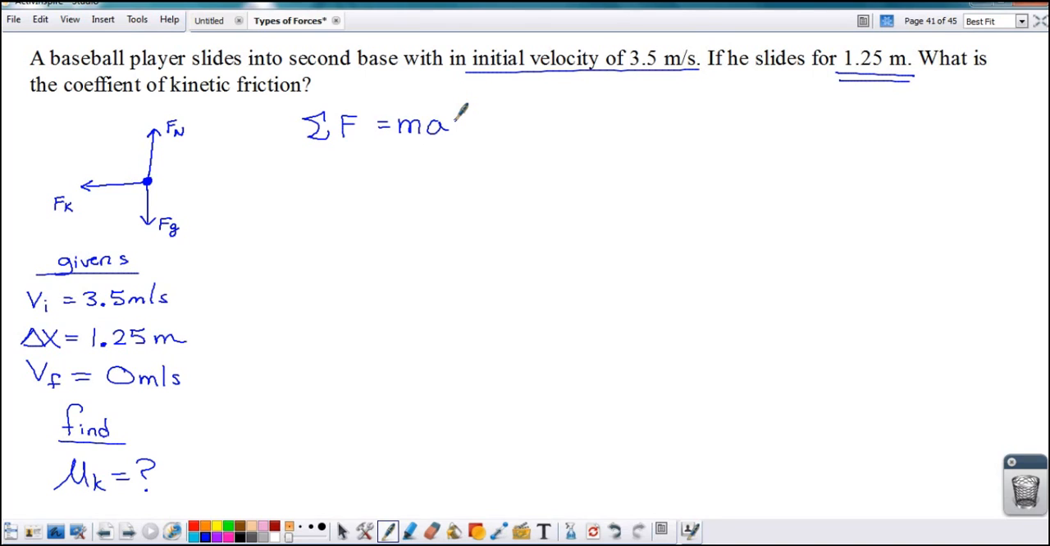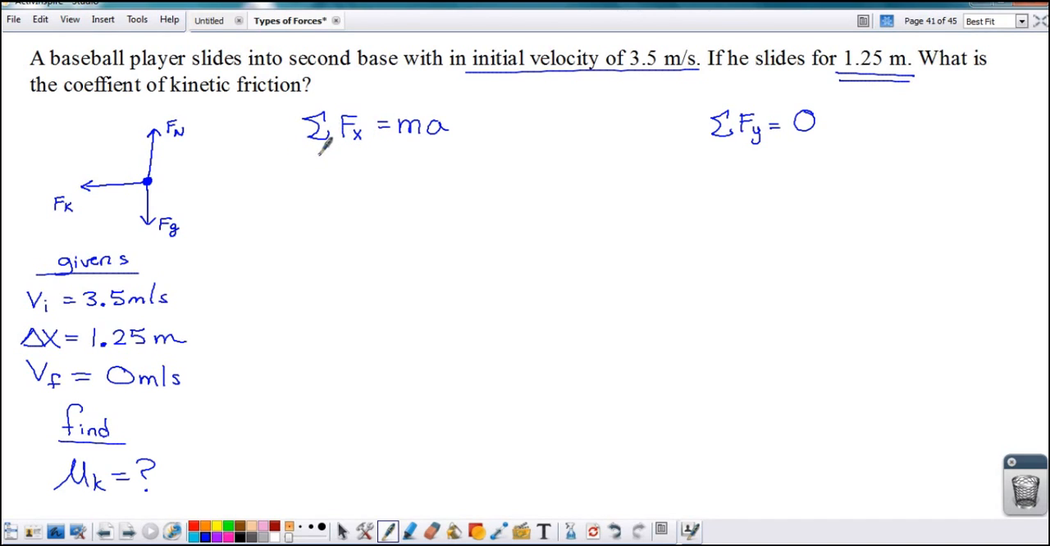Now he's not slowing down vertically. He's only in the x direction when he's slowing down. In the y direction, he's sliding along the ground. He's not going up or down at all. So in the y direction, I also know that he's not going up or down at all. He's not accelerating up or down. So therefore, his net force in the y direction is 0.